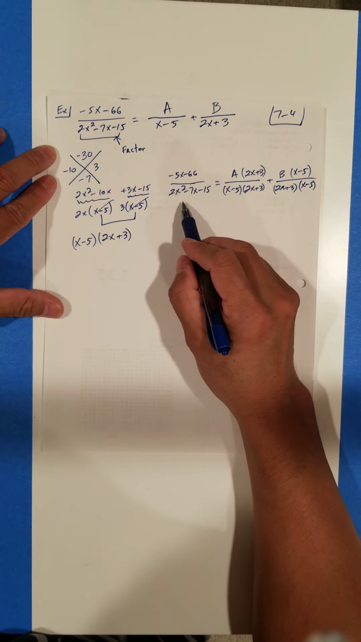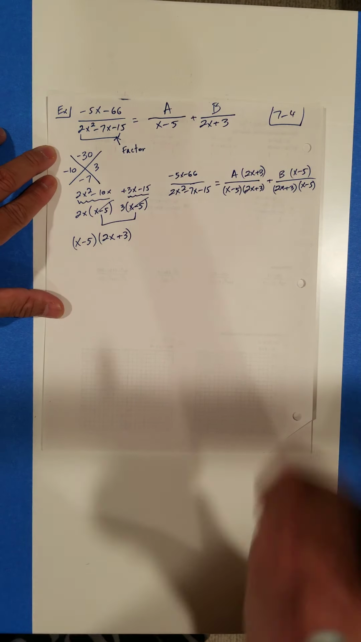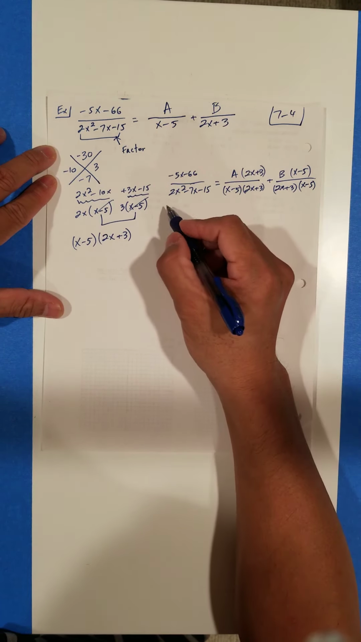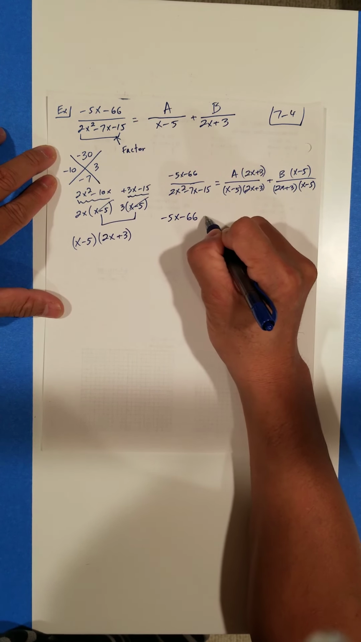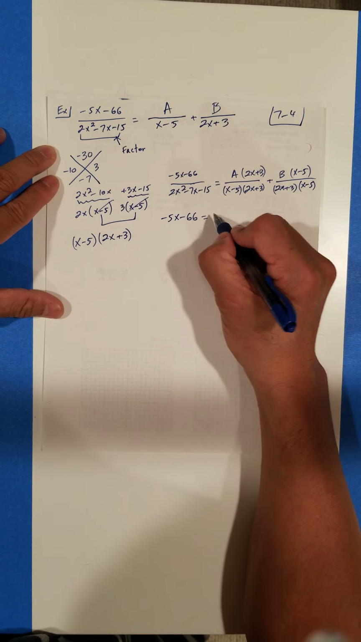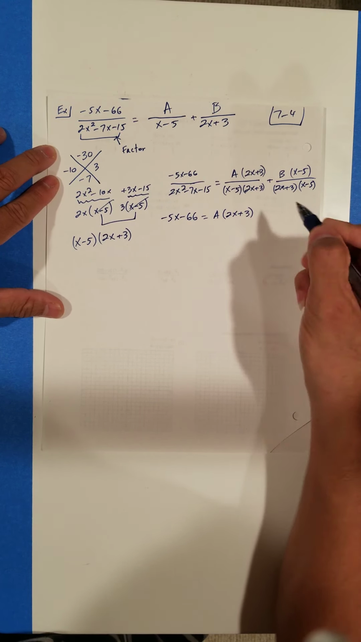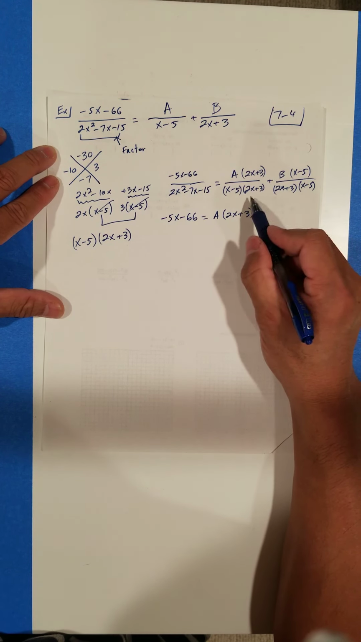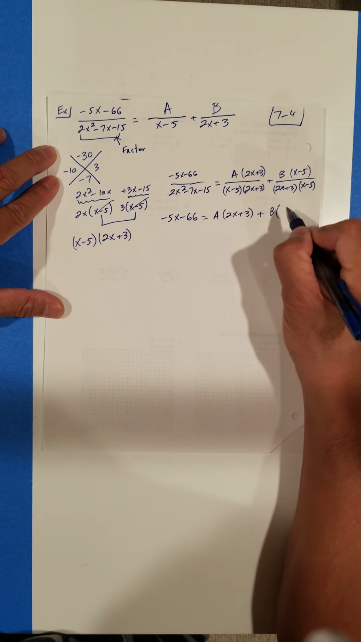So what does that mean? Well, my denominators all match. They're the same, so for now I'm just going to ignore them and focus on my numerator. 5x minus 66, my denominators are all the same, so I'm going to ignore them for a moment, equals A times 2x plus 3. Once I make the denominator the same, that allows me to ignore it and focus on solving for what B and A are.